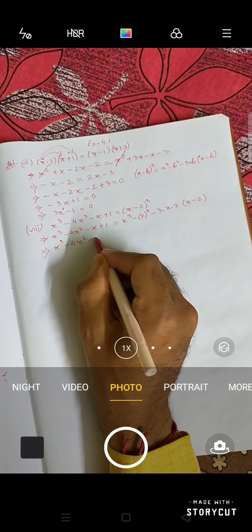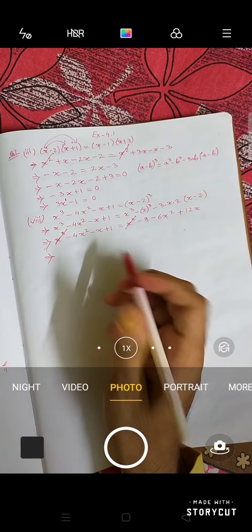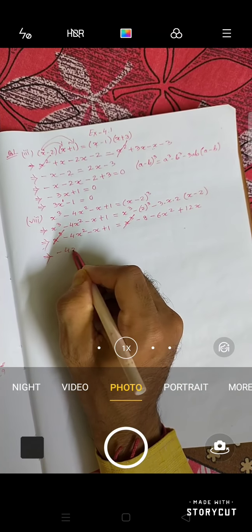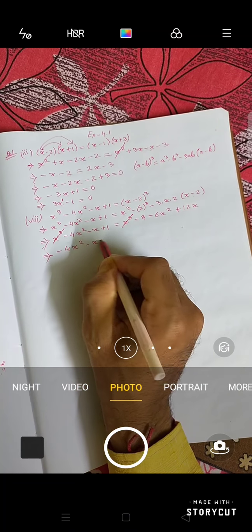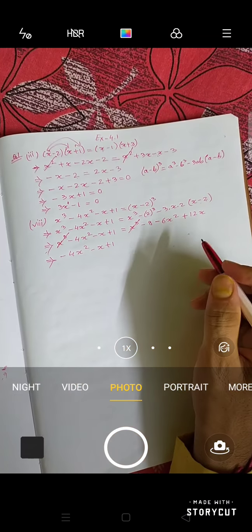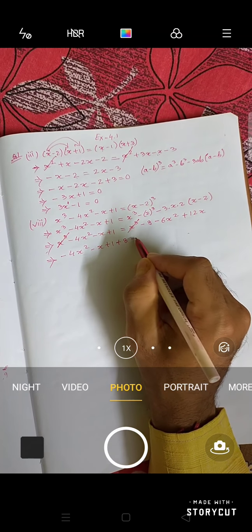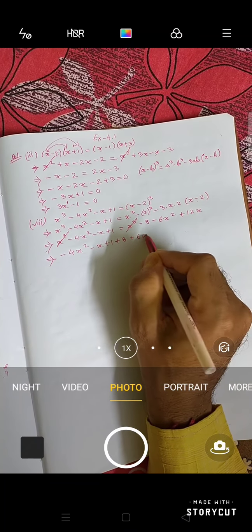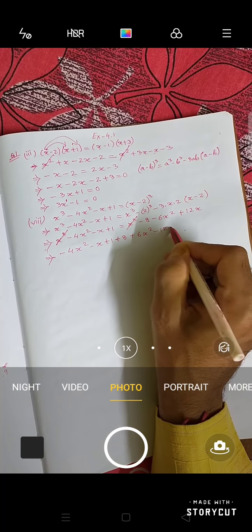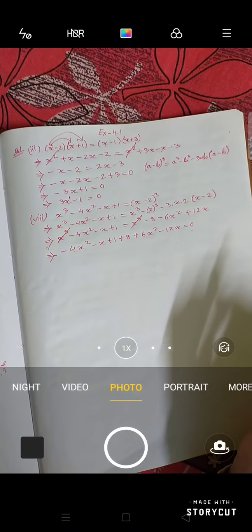Now you can see that this is x cube, this is x cube, both are positive, we will cancel it. Now there is no other number which is the same. So what we will do, we will transfer all these numbers to this side. So we are having minus 4x square minus x plus 1, and this number we will transfer over here, so plus 8, sorry, plus 6x square minus 12x equals 0. Any problem?